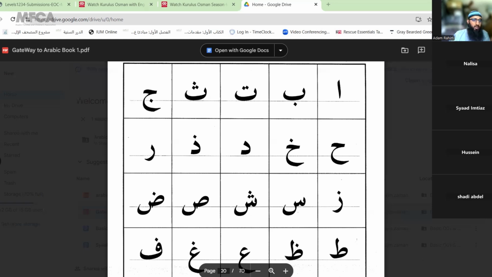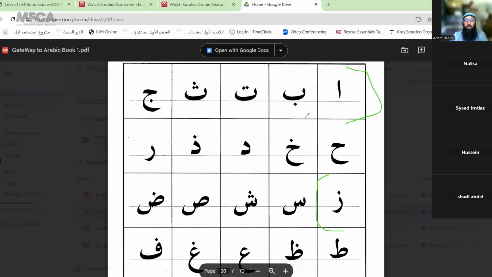Very nice job, guys. You did really good with the recognition, as well as differentiating between the different letters, as well as differentiating between the different sounds. Very, very nice. So let's continue with what we've been doing, inshallah. Thus far, we've taken from alif to zai, right? We've taken from alif to zai.